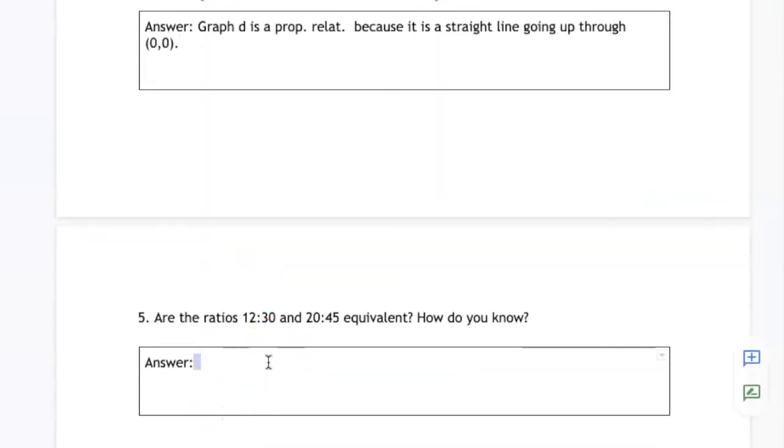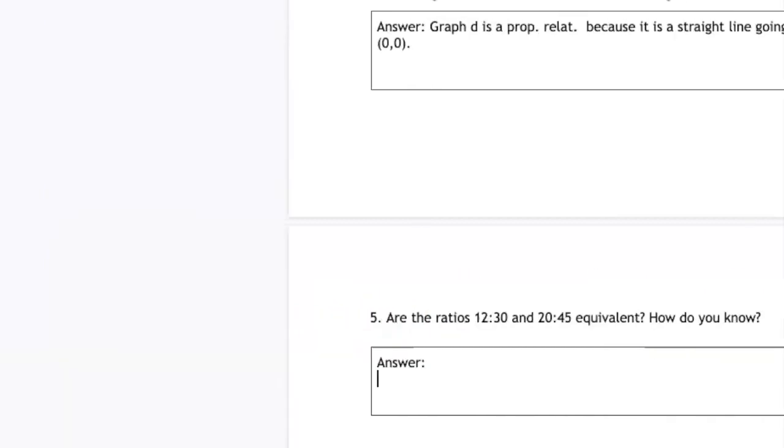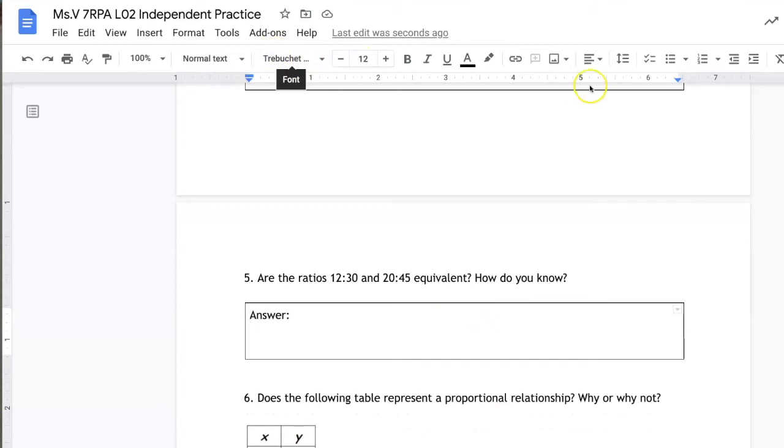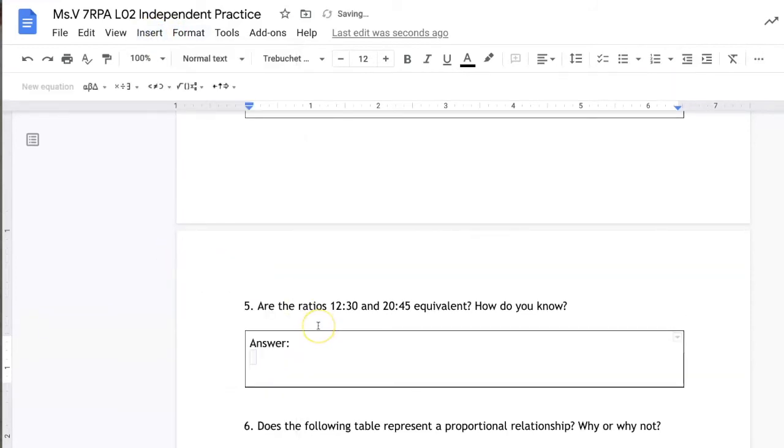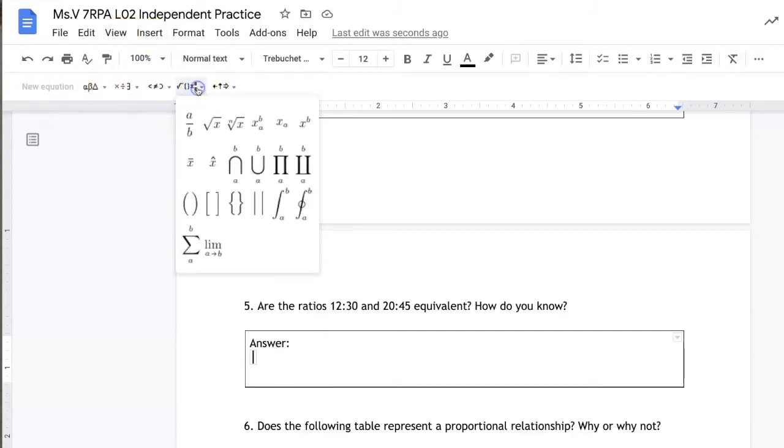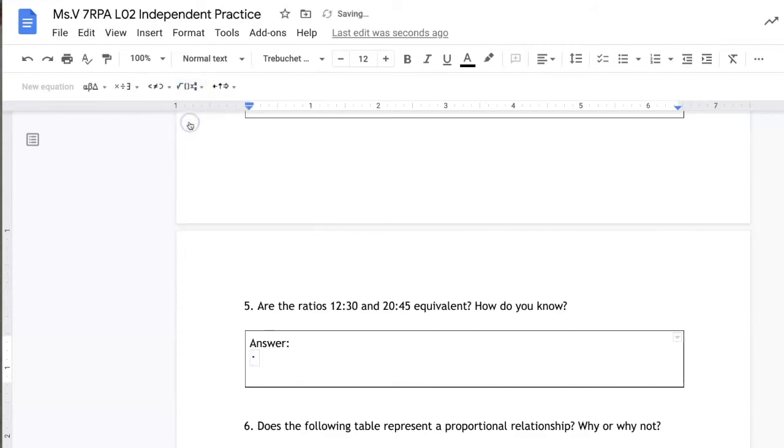Okay, are the ratios 12 to 30 and 20 to 45 equivalent? How do you know? So if we're looking at equivalent ratios, we can also write this like equivalent fractions. Let me make this a little bigger and I'll zoom in here. So let's do insert equation and we'll write this as a fraction. Oh, it's right there, new equation. Gotcha. Okay, math operations, we want a fraction.